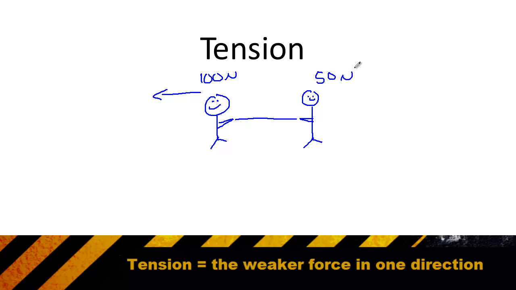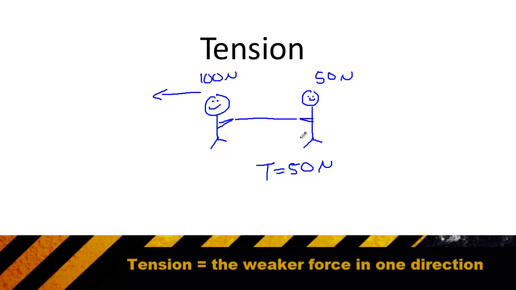The simple definition of tension is the weaker force in one direction. So in this case, I'm exerting a force of 100 newtons to the left. My friend is exerting 50 newtons to the right. He is taking 50 newtons away from the force that I was using to accelerate. So in this case, my tension is equal to 50 newtons. I still have 50 newtons left over, and that's going to be used towards acceleration.